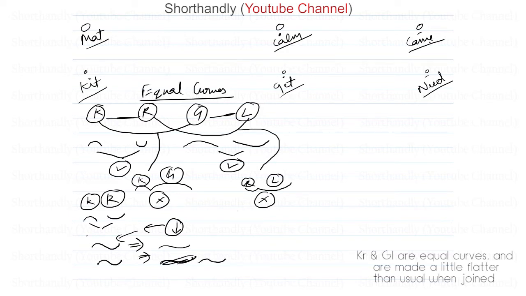Similarly, if we take the G and the L character, instead of making the whole character like this, it will be made like this. So this one is a little flatter. Let's make it again like this. This is what this statement is all about.